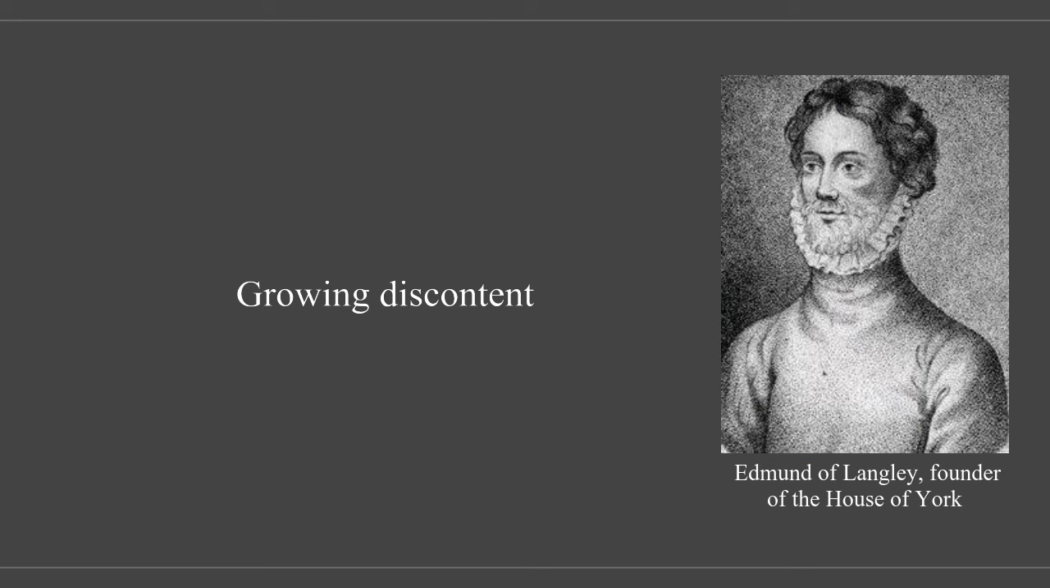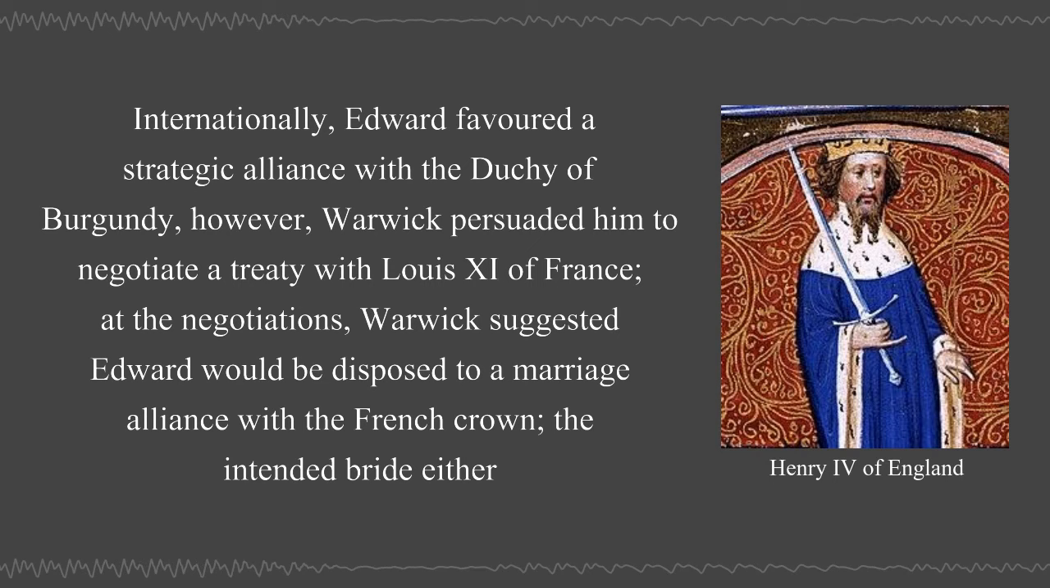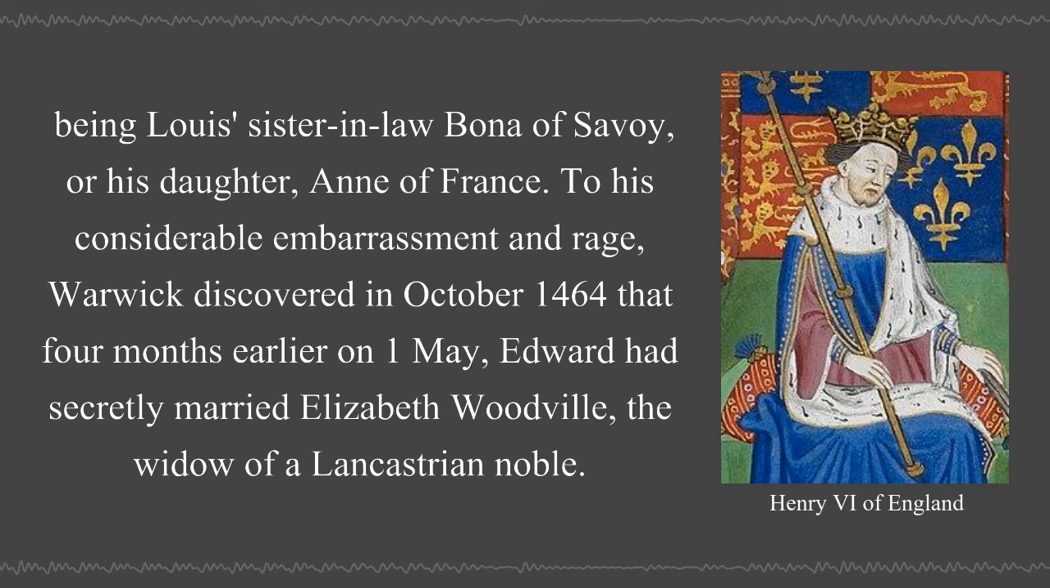With his position upon the throne secure, Edward was free to pursue his domestic and foreign ambitions. Internationally, Edward favored a strategic alliance with the Duchy of Burgundy, however. Warwick persuaded him to negotiate a treaty with Louis XI of France. At the negotiations, Warwick suggested Edward would be disposed to a marriage alliance with the French crown. The intended bride either being Louis's sister-in-law, Bona of Savoy, or his daughter, Anne of France.